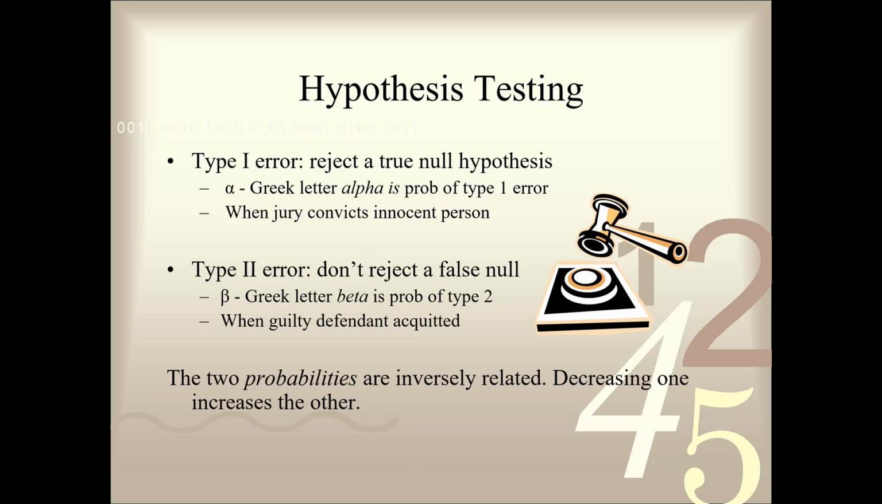And the two probabilities are inversely related. Decreasing one increases the other. So basically, when I'm choosing confidence, I'm also choosing my lack of confidence, or alpha, which is called level of significance.